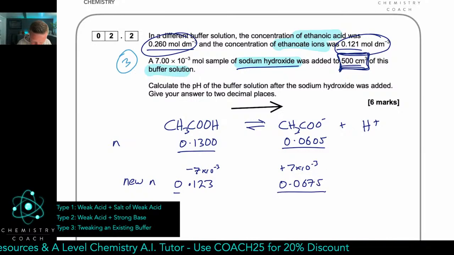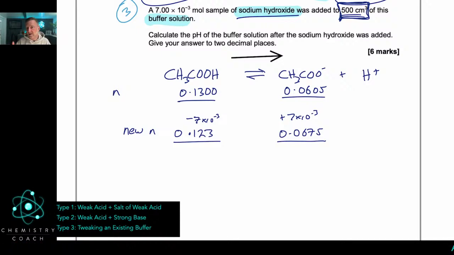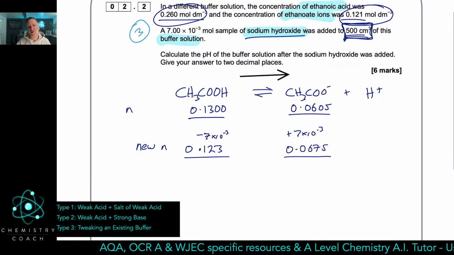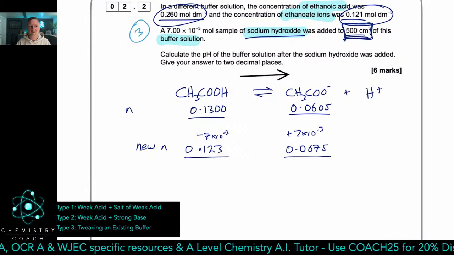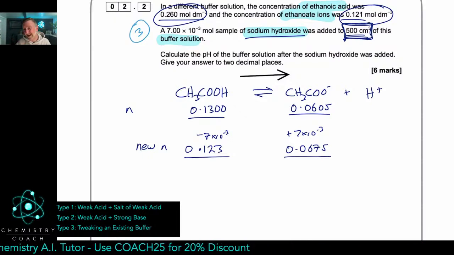0.0675. So these are our new numbers of moles of weak acid and our salt, our conjugate base, if you like, after we've added that sodium hydroxide. But of course, it's not numbers of moles. We needed to convert it into number of moles to do this. But now we need to find the new concentrations because in Ka, we need to use concentrations.